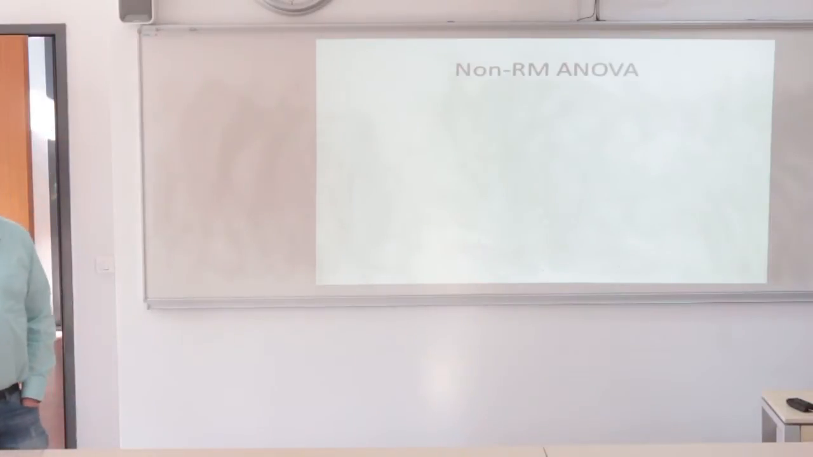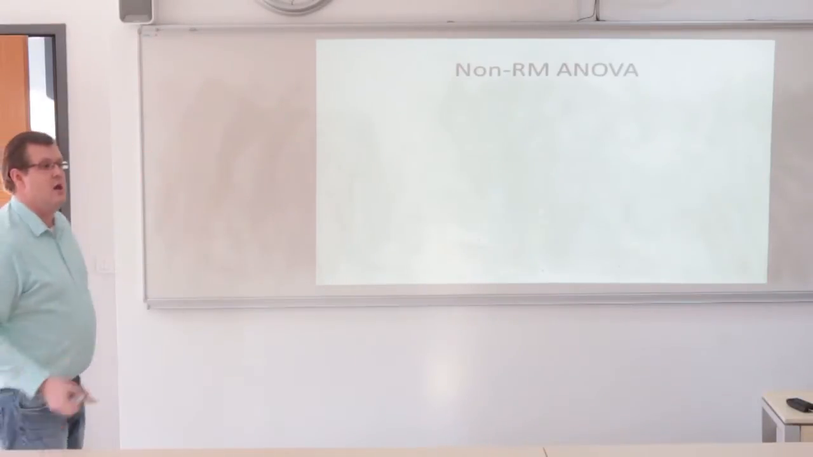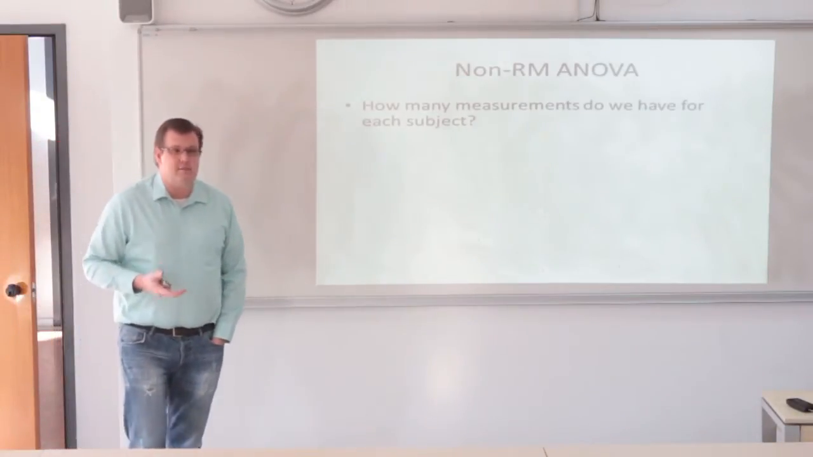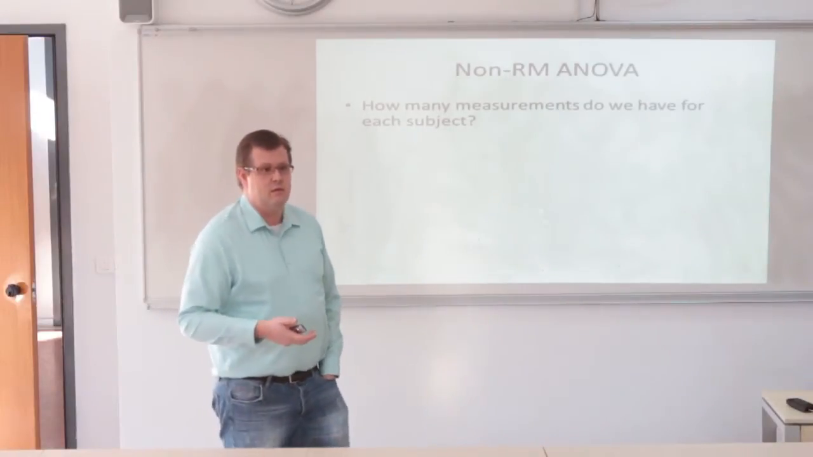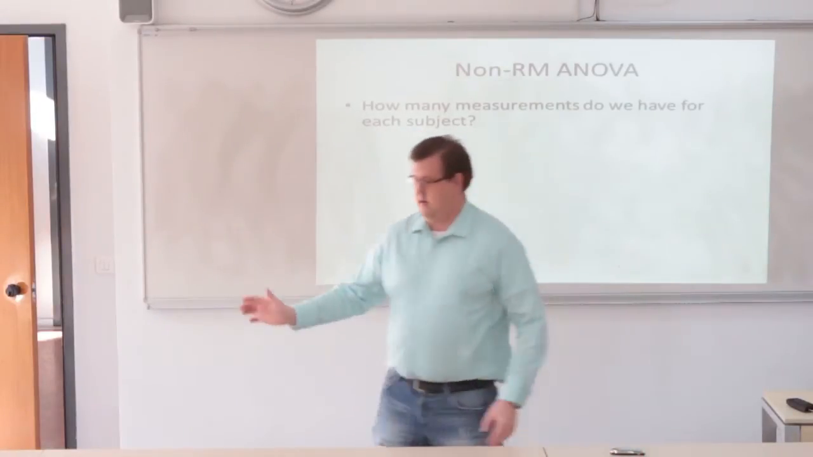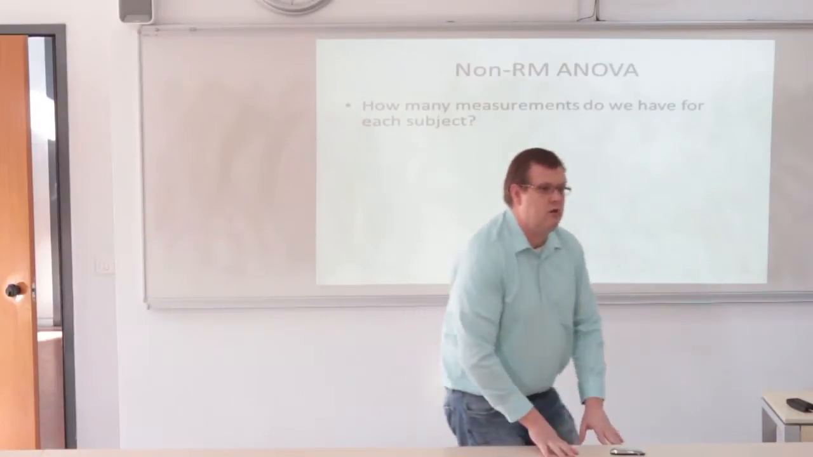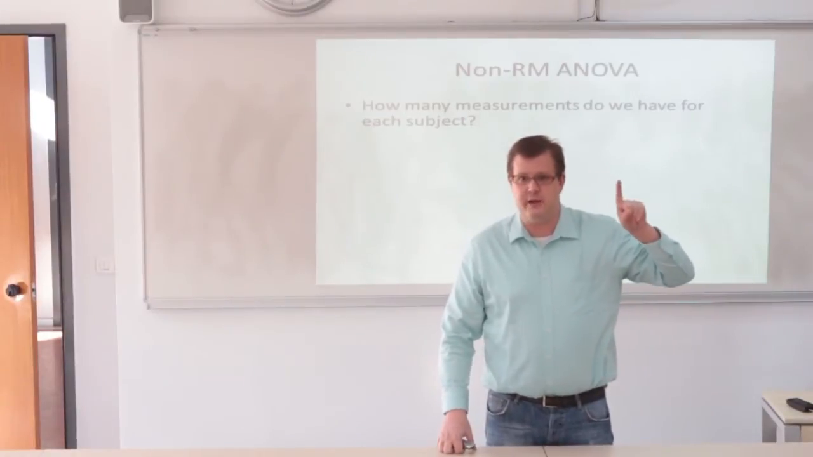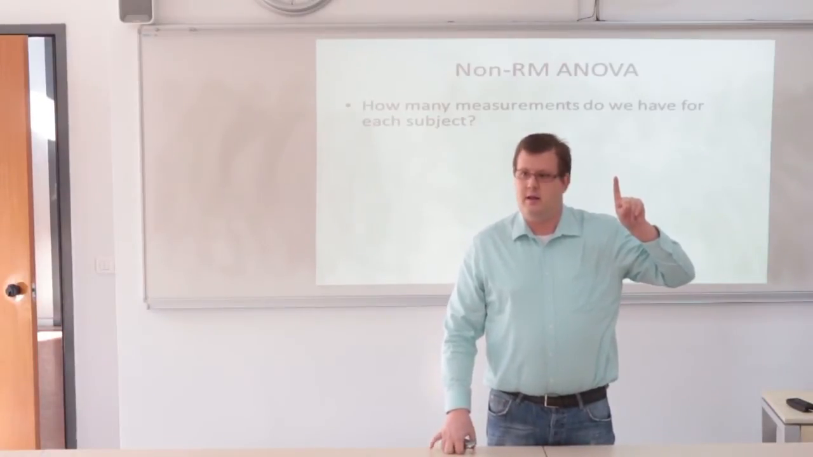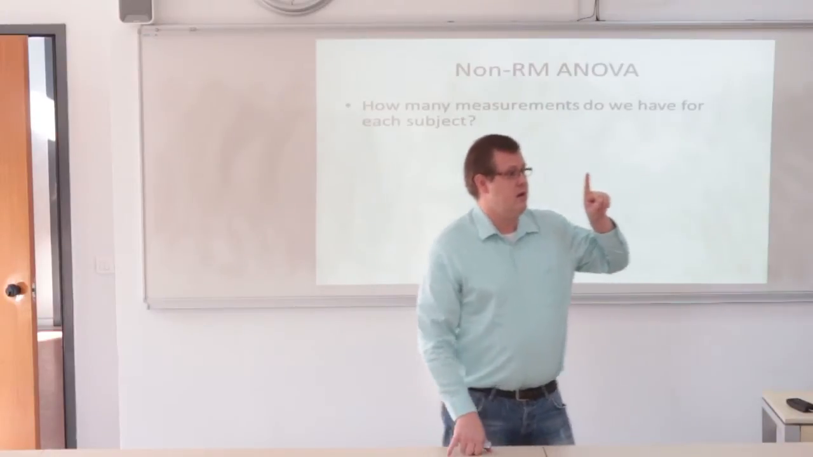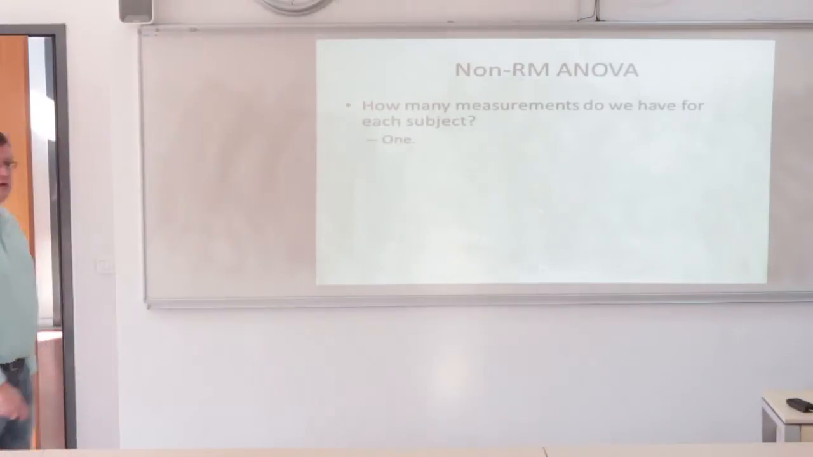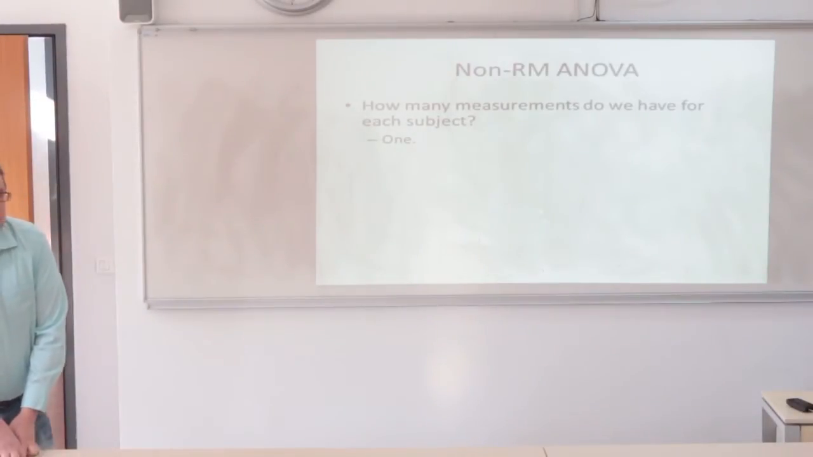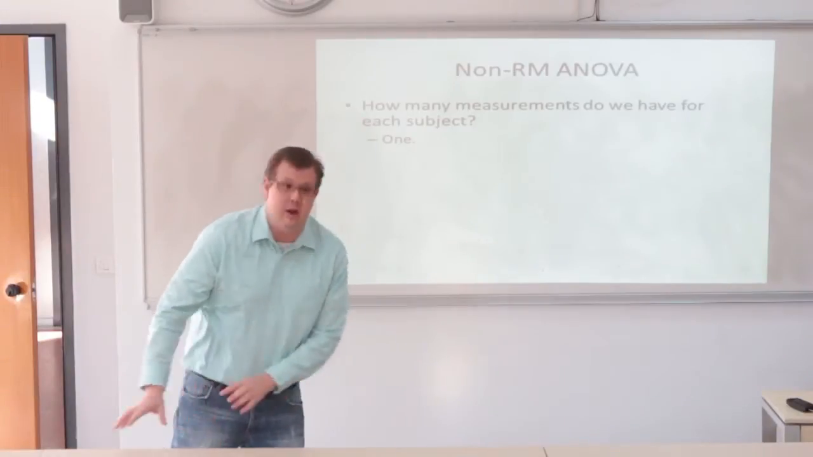So for our non-repeated measures ANOVA, the RM stands for repeated measures, how many measurements do we have for each subject? So we have Israeli, Palestinian, control. One. He's saying one. We have one measurement for each subject. Is that right? Yes, that's right. We have one measurement per subject. That's exactly right. Each subject is in their own condition. They're not in all of the conditions. They're not in multiple conditions.